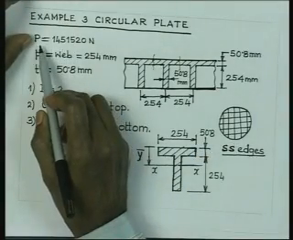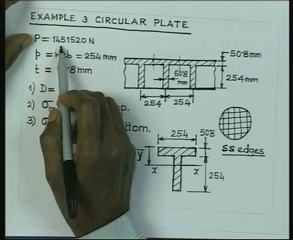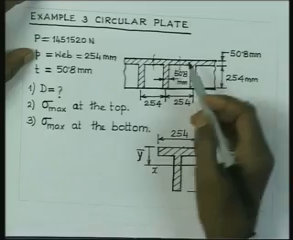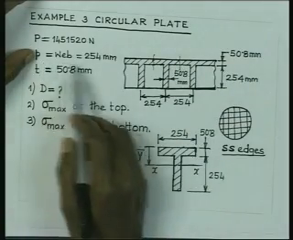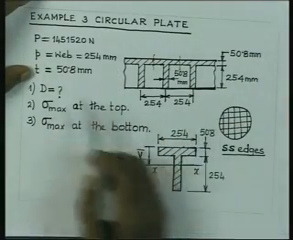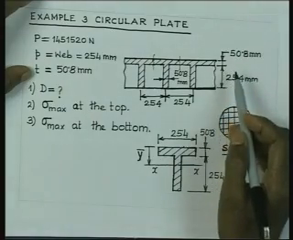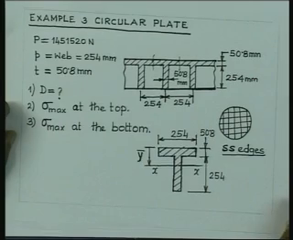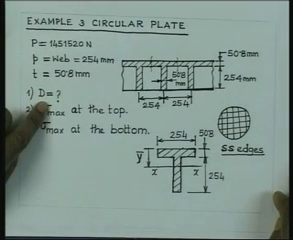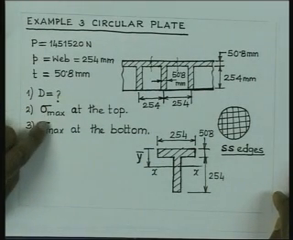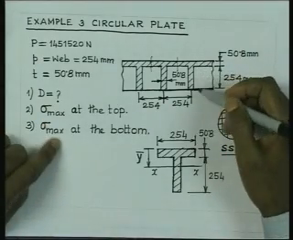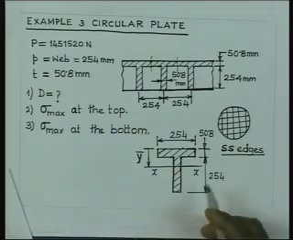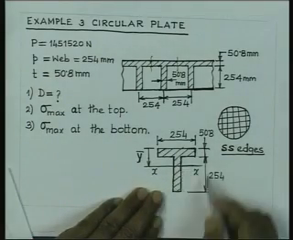Other data are that P is equal to 14,51,520 Newton, that is the total load acting on the top, and pitch is of course 254 millimeter and thickness of the basic plate is 50.8 millimeter. Now, the problems to be solved are: what is the D, the value of modulus of rigidity, maximum stress at the top, and maximum stress at the bottom. So, before we do that, it is necessary to calculate the I for this section.